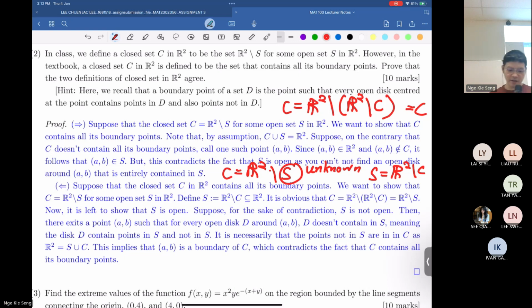There exists, there's a typo here. There exists a point A, B such that for every open disk around AB, it doesn't be contained in X. It doesn't be contained in X, meaning what? It has some point in X and not in X. Surely it has some point in X, right? Because AB is in X. Then it also has some point not in X, because I say that it is not contained in X.